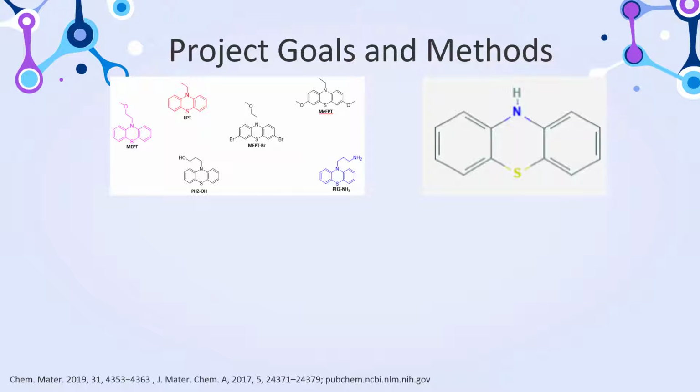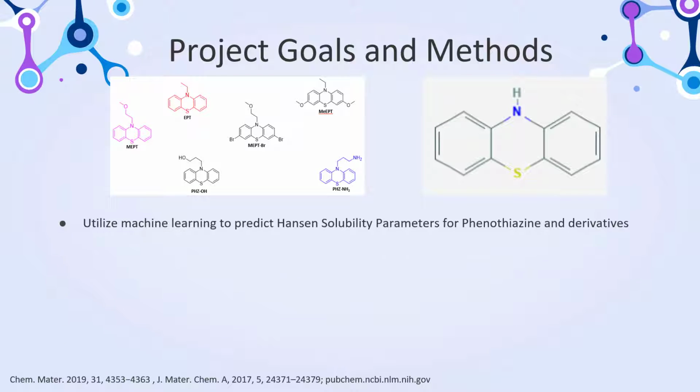The overall purpose of this project is to streamline the process of creating redox flow batteries by making a tool that will predict the solubility of new redox active molecules. To do this, we had multiple goals and various methods of approaching them.